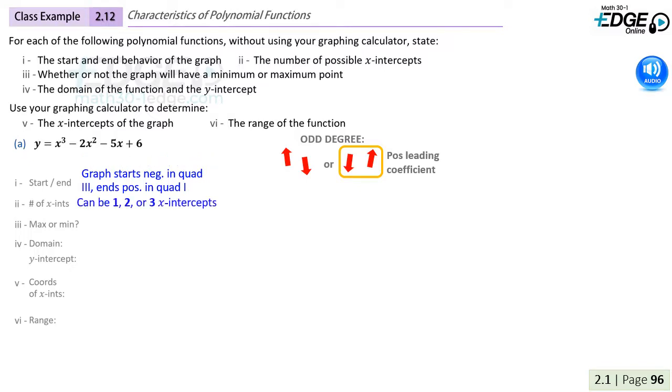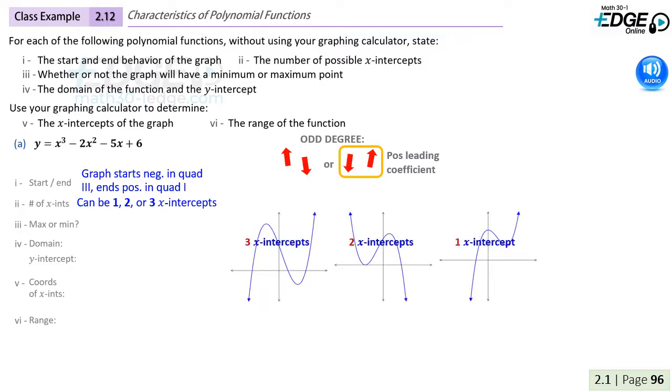When asked to determine the number of x-intercepts, we'll picture the possible cases. In this case, we could have at most 3 x-intercepts. That's because the degree of the function is 3. That represents the maximum number of times we can cross the x-axis. However, we'll notice that because this is an odd degree function, it's not possible to have 0 x-intercepts.